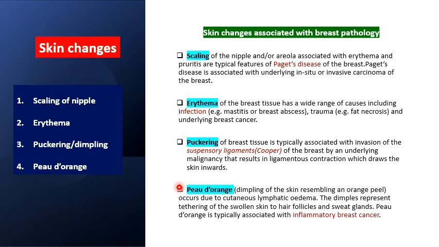And finally, you have the Peau d'Orange, which is the dimpling of the skin to resemble that of an orange peel. This occurs due to cutaneous lymphatic edema. The dimples represent the tethering of the swollen skin to the hair follicles and sweat glands. Peau d'Orange is typically associated with inflammatory breast cancer.